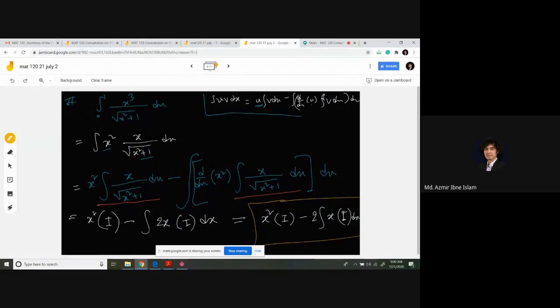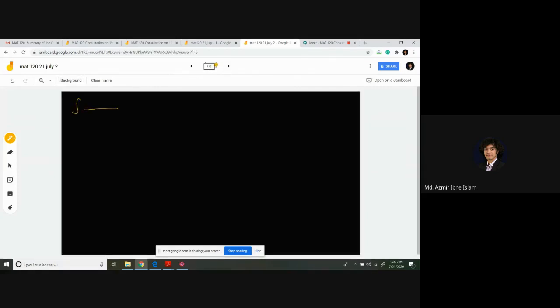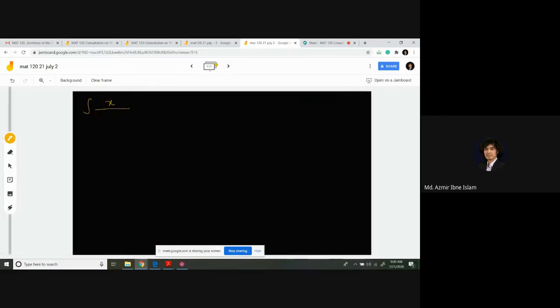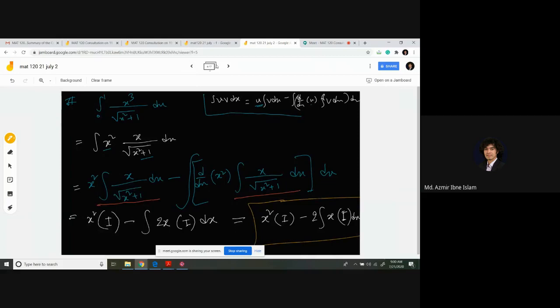So let's focus on this part, then we'll move to this one. Let's say this is equation 1. We'll get back to here again, but our focus is to find the integration of x over root of x squared plus 1. To solve this one, we can apply the u substitution method. It is allowed. But since in your given question you have been asked to use integration by parts, you can't avoid this one.